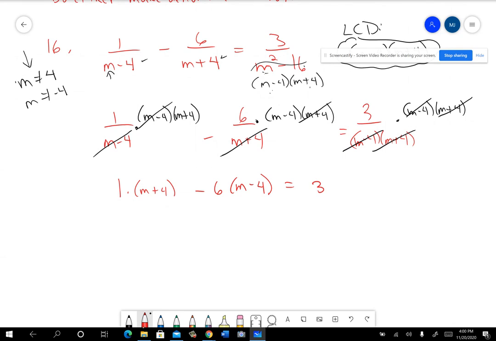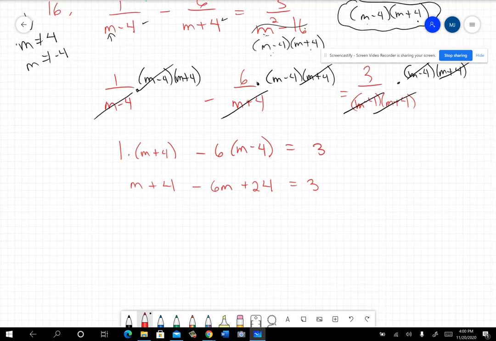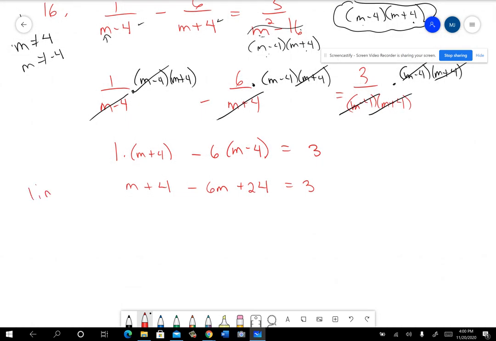So I'm going to get rid of the fractions. And then I'm going to look and decide how to proceed from there. This could be linear or quadratic. See how there's no squareds? It's not quadratic. It's just a linear equation.